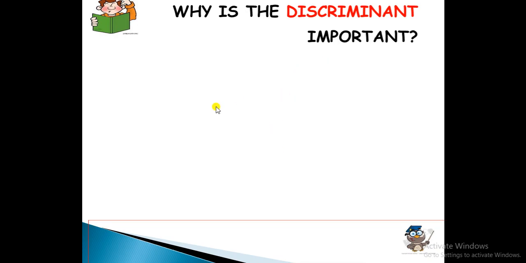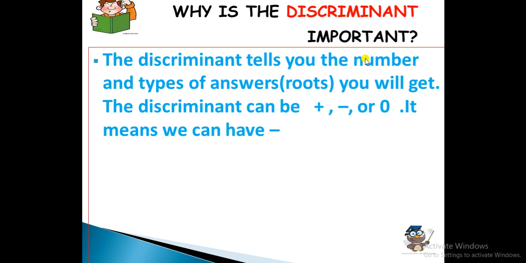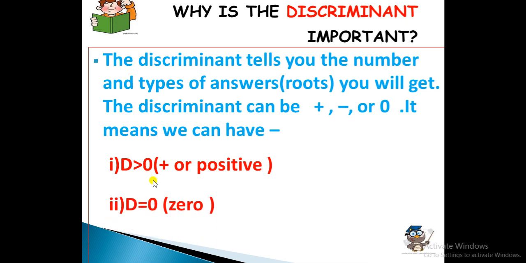Now let us see why the discriminant is so important. It is important because it tells us the type or the number of roots we are getting, that is the nature of roots. Now the discriminant can be positive, negative or 0. It means we can have D greater than 0, that is positive, or D equal to 0, or D less than 0, that is negative. So these are the three possible cases for the value of discriminant. Now let us see some equations where you have to find the value of discriminant and see what effect it will have on the nature of roots.